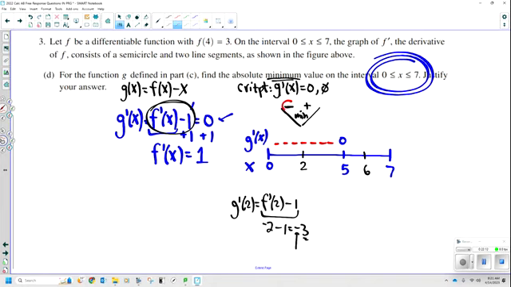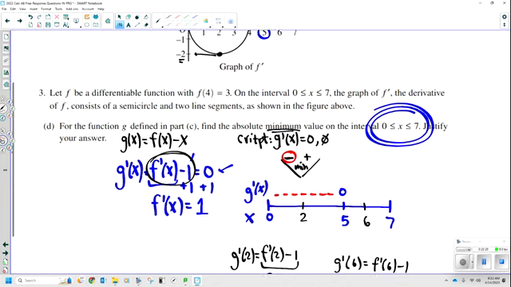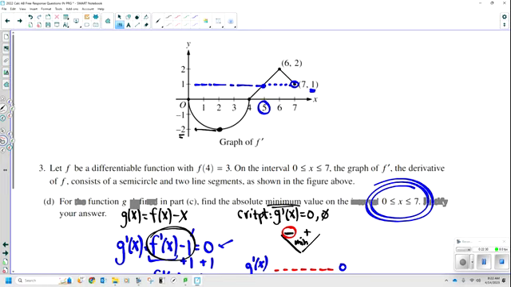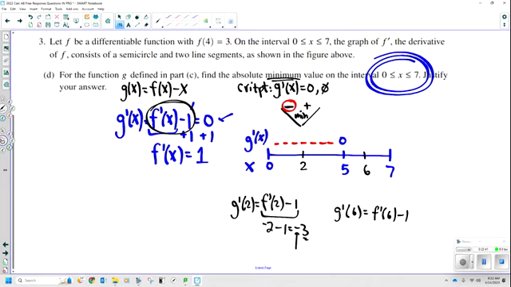Remember, we want to go negative to positive, right? So let's try 6. Okay, let's see what g prime of 6 is. Well, that's like taking f prime of 6 and subtracting 1. Go back up to our graph. F prime of 6 is 2. Okay? 2. So let's go here. 2 minus 1. Well, that's a positive 1. Again, I don't care about the 1. I more care about the positive sign.